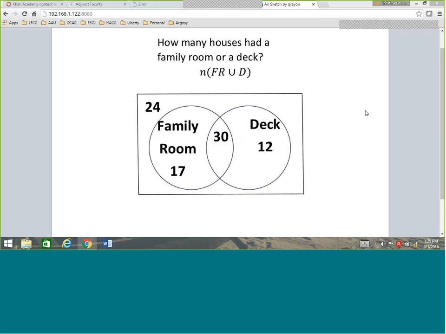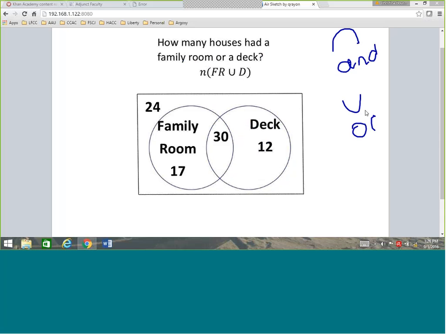Okay, here's another question. How many houses had a deck, a family room, or a deck? Remember I mentioned that this symbol is the and, and this symbol is the or. So you notice that in the parentheses it has the or symbol, and in the question wording it has an or. So again, the question is in word format, the symbol with the parentheses and all that is in symbol format, okay? So it wants to know how many houses had a family room or a deck.